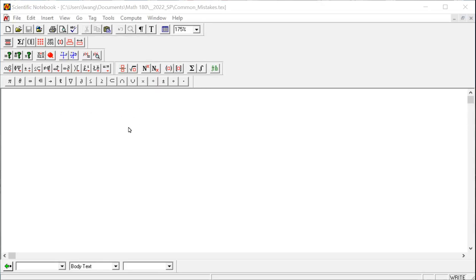Hello, in this lesson, I would like to talk about some common mistakes in trigonometry. I see these common mistakes not only in trigonometry, I also see the same mistakes in pre-cal and calculus classes. So I'd like to take this opportunity to talk about why there are mistakes and what would be the right way to do it.